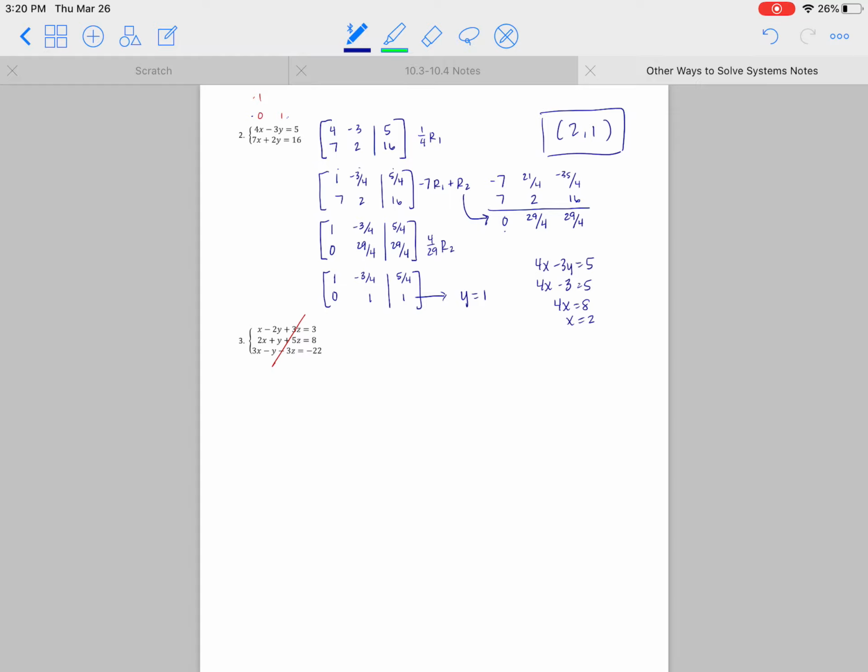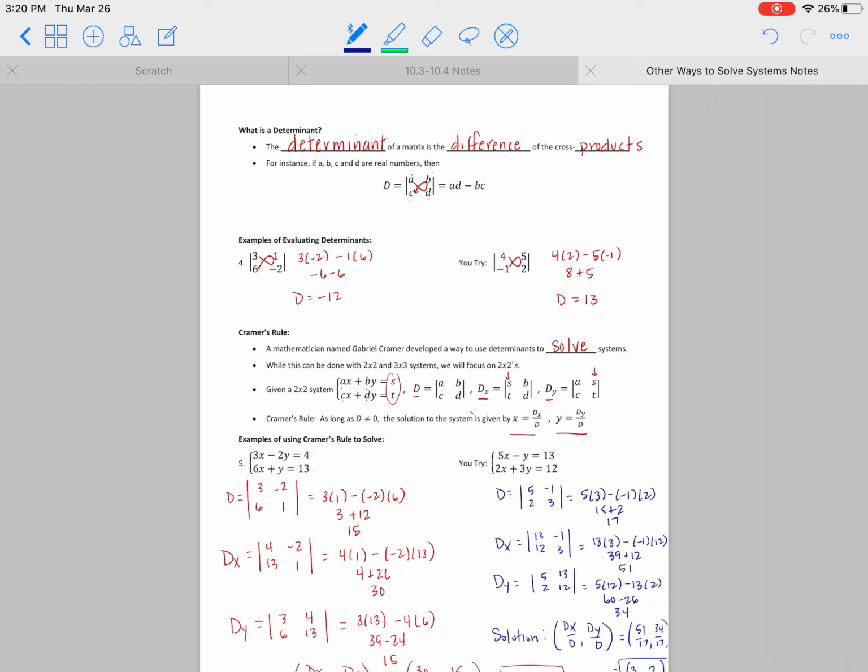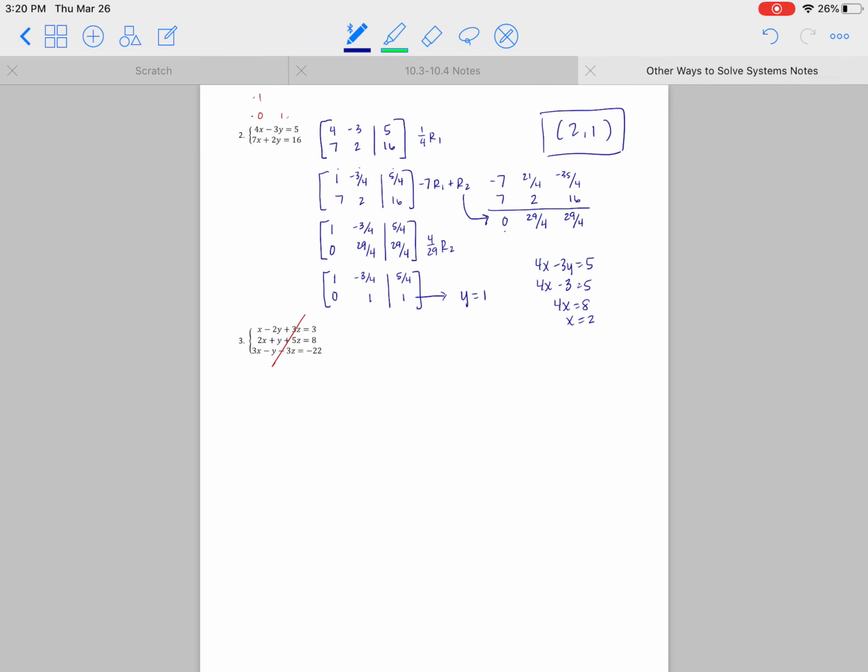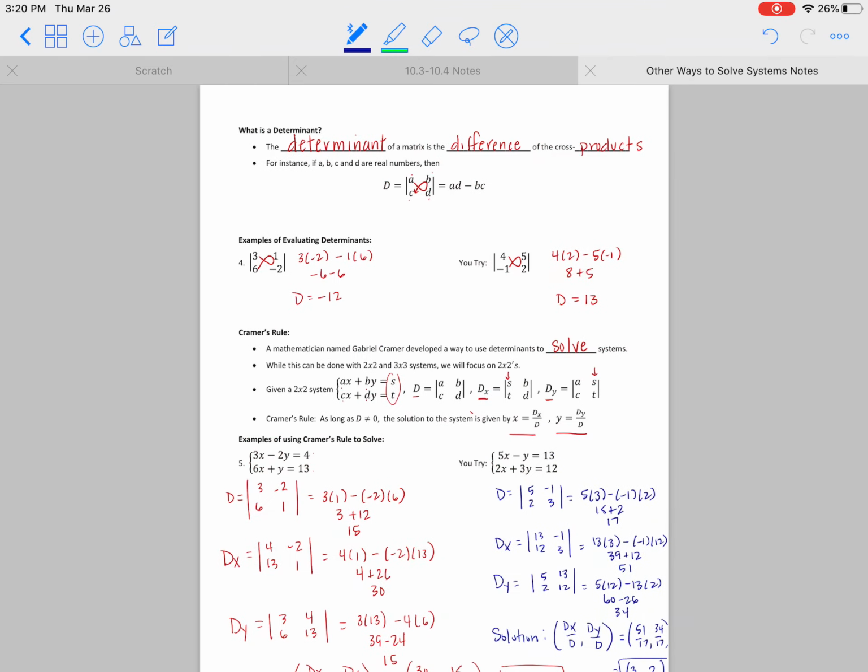Now, I skipped number 3 here. If you want to see that worked out, I'd be happy to work it out for you and send you a picture. Just email me. Again, all this is for exposure and to give you some other options for solving, although you can use whatever options you're comfortable with. Okay? Email me if you have questions. Again, email me if you want to see number 3.